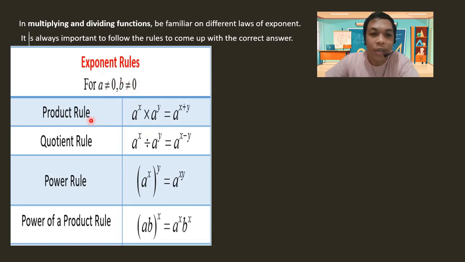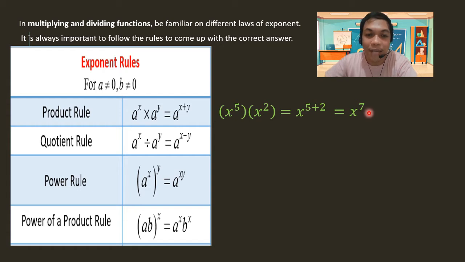So unahin na natin yung product rule. This rule states that if you are going to multiply exponents having the same bases, you just copy the base and then you add the exponents. So for instance, we have x raised to 5 times x raised to 2. So we copy the base x and then we're going to add the exponents 5 plus 2. X raised to 5 plus 2, that is equal to x raised to 7.